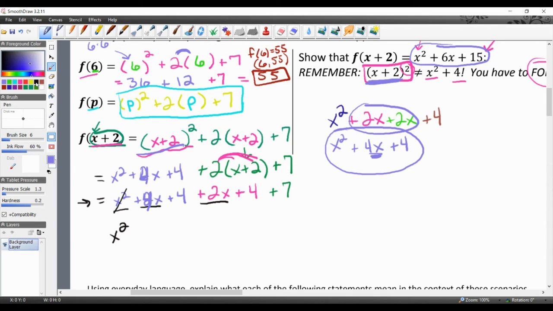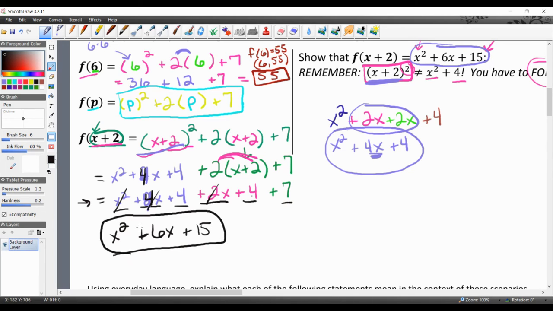So we have 4x plus 2x, and 4 plus 2 is 6. And then finally we have the 4 and the 7. So 4 plus 4 is going to give us 8, plus 7 is 15. And that is exactly what I have over here. So that's a little bit of function notation for you here and how to work it out.